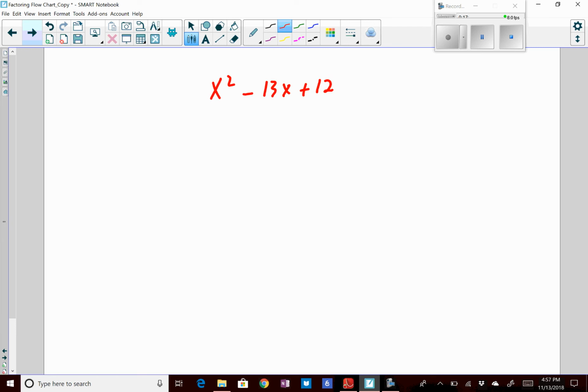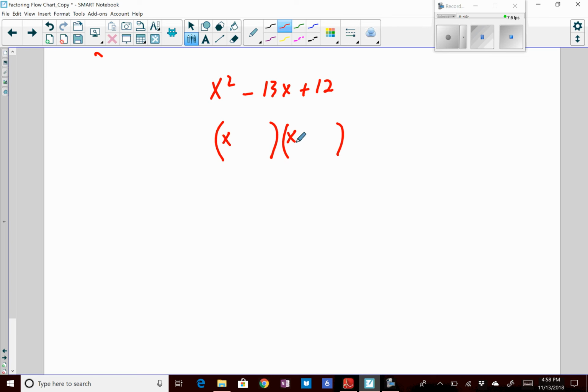Again here, looking to see if we could take out a GCF. There isn't anything other than 1 that we can take out. We see that it's a trinomial. We examine it to see if it's a perfect square trinomial, and looking at the 12 tells us that it's not a perfect square trinomial. So again, in the next box, it says is a equal to 1, which it is. So I know that I have to set up two sets of parentheses. X will go in the first position.